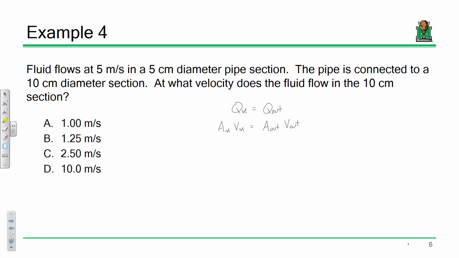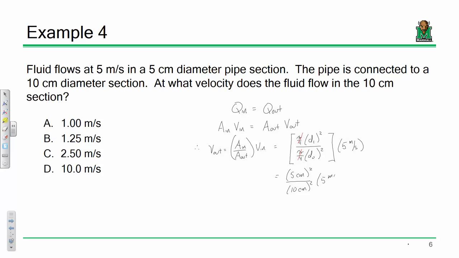And so what are we trying to find? V out. So I propose that all we got to do is solve this. So what's that going to be? On top, pi over 4 d in squared, over pi over 4 d out squared. And then, what's the velocity in? 5 meters per second, right? So what happens to the pi's over 4? They cancel. So that's 5 centimeters squared over 10 centimeters squared times 5 meters per second.